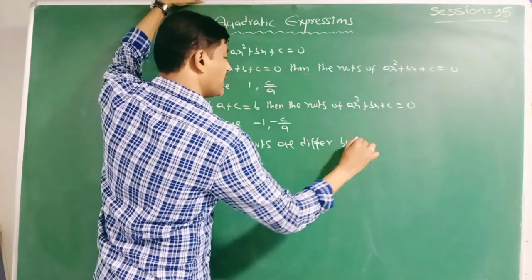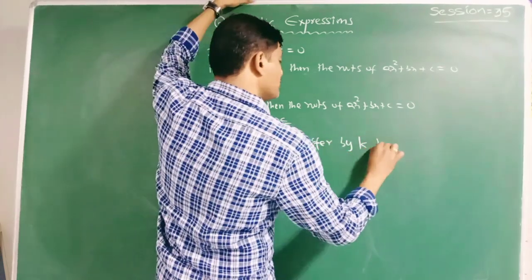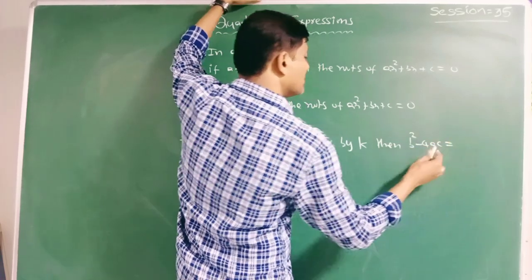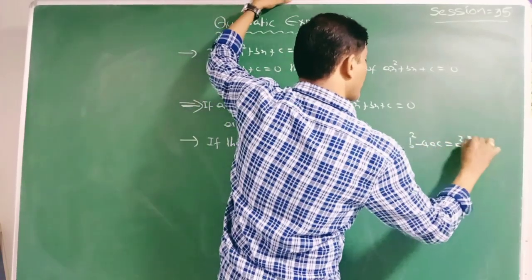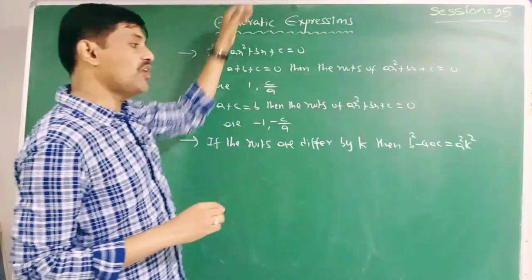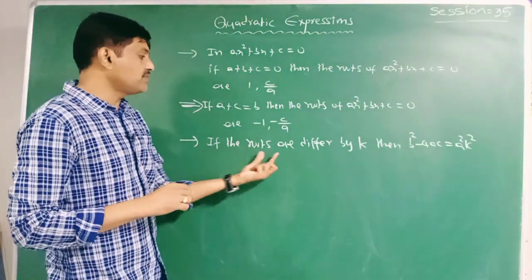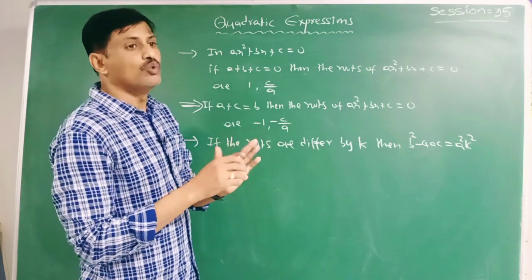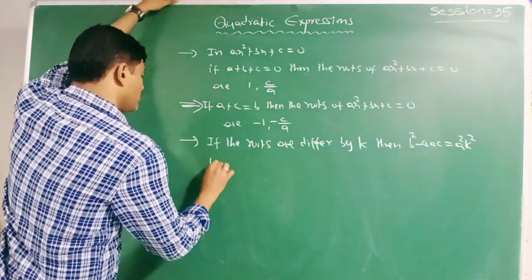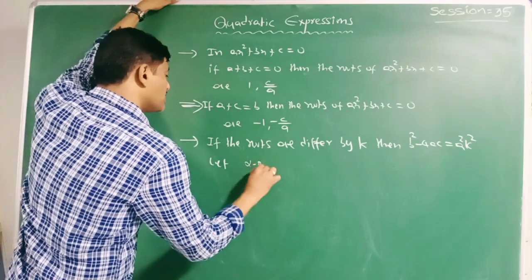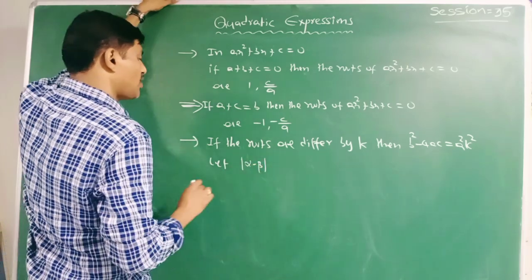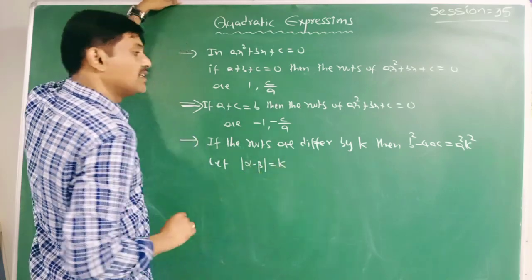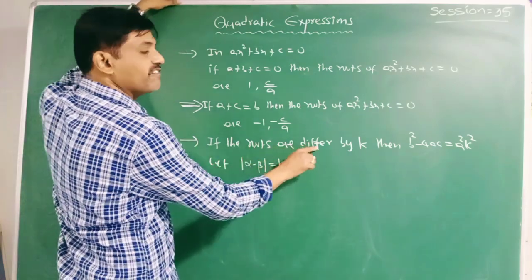Next one, if the roots differ by k, then b² minus 4ac is equal to a²k². What is the meaning of roots differ by k? The difference between the two roots is k. That is, you take alpha minus beta or beta minus alpha. That's why let modulus of alpha minus beta be equal to k.